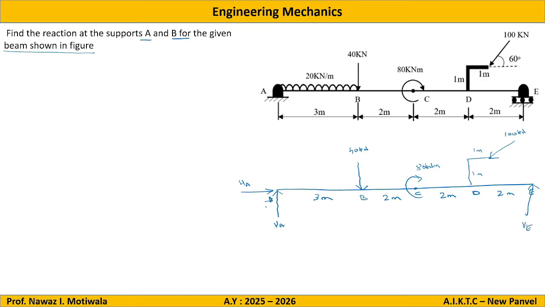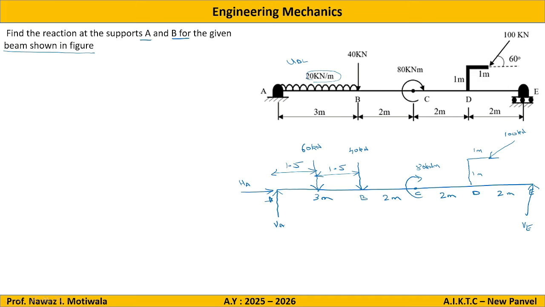Then convert all the loadings into point loads. Here there is a UDL. The UDL will be converted into a point load of value 20 into the distance 3. So 20 into 3, there will be a force of 60 kilonewton, acting exactly at half of the distance. So this will be 1.5, and if this is 1.5, this is also 1.5.